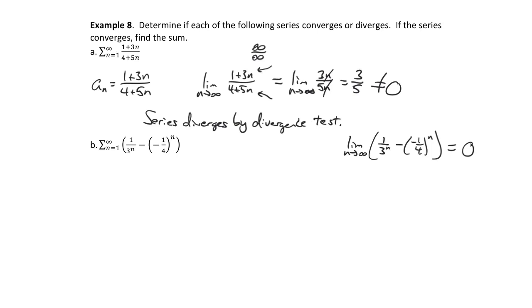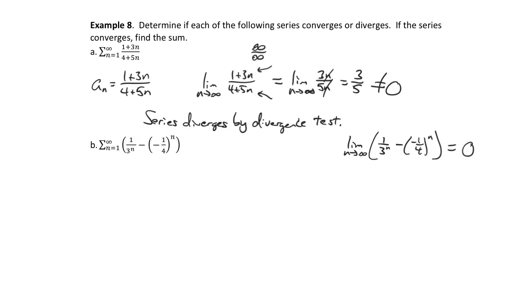Okay. So now I need to think about this. Well, let's ignore part of this. Let's imagine that the minus 1/4 to the nth isn't there. I have 1 over 3 to the nth, which is the same as 1/3 to the nth. When you have something that looks exponential, something to the nth power, that's geometric. The common ratio would be 1/3. That would converge.